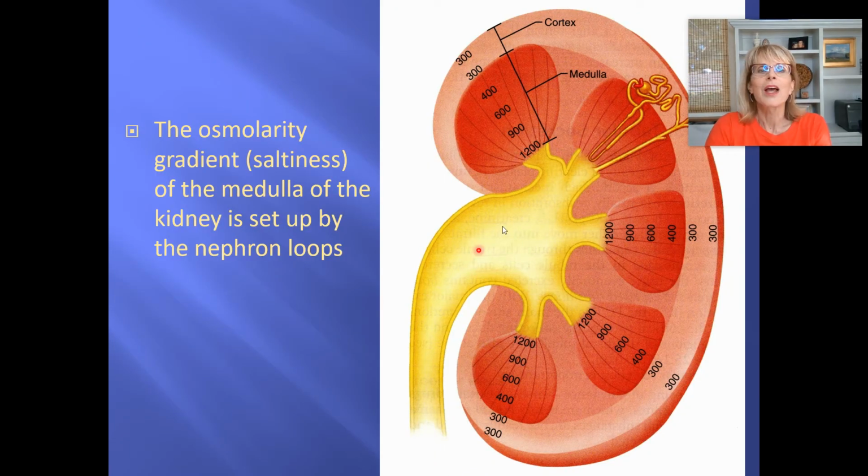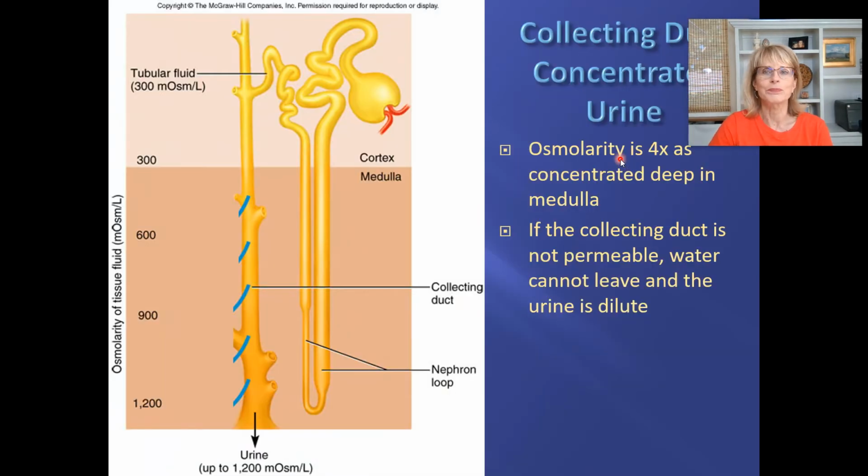How does this happen? So there is a gradient of saltiness. You don't need to memorize these numbers, but isotonic for the human body is right here at about 300. And as you go down through the renal pyramid, it gets more and more and more hypertonic. So it's all the way like 4 times too salty by the time it gets to the renal papilla. How did that happen? It happened because of the ascending limb of the nephron loop. That osmolarity gradient will be used by the descending limb of the nephron loop and by the collecting duct.